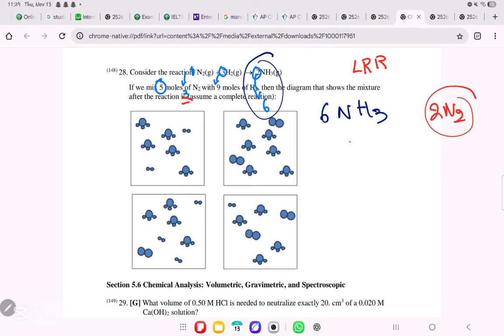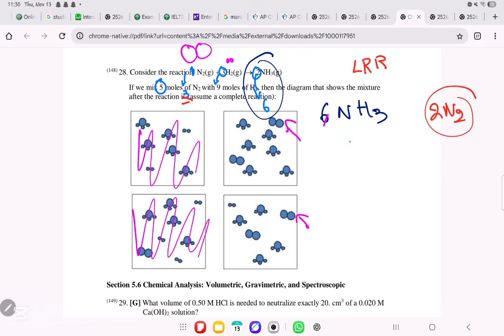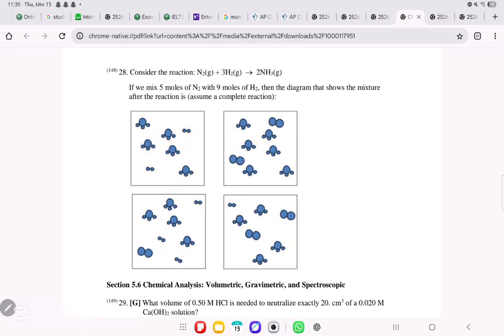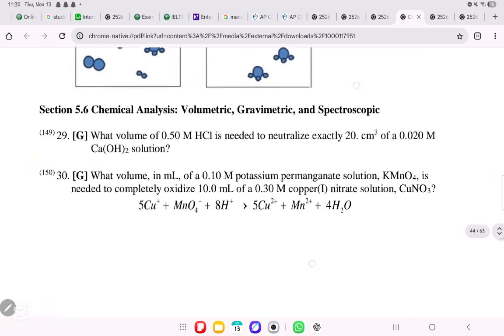Now, to compare the sizes, for sure H2 has a smaller atomic radius than N2, so that's why you choose the ones with the big circles, not the small ones. The small circles are the representation of H2, and we don't have any H2. Instead, we have, okay, this you also don't choose. You're left with this one. Why? Because it has 2 N2, right? And it has how much? It has 6 NH3. Perfect. We'll move on to question number 29.